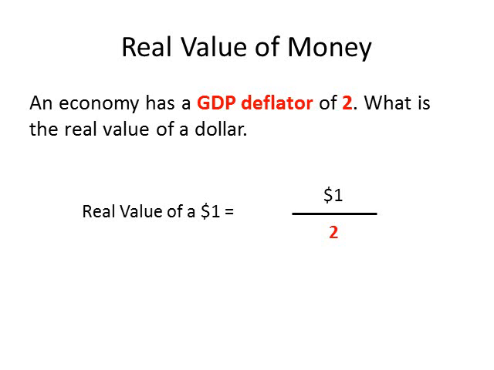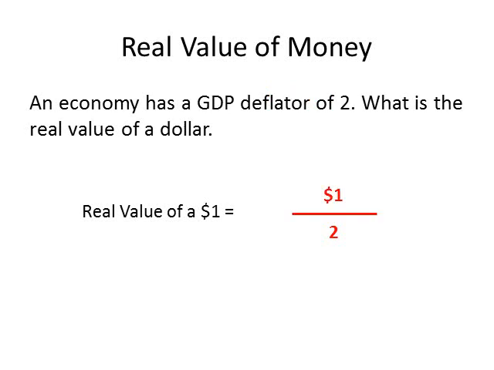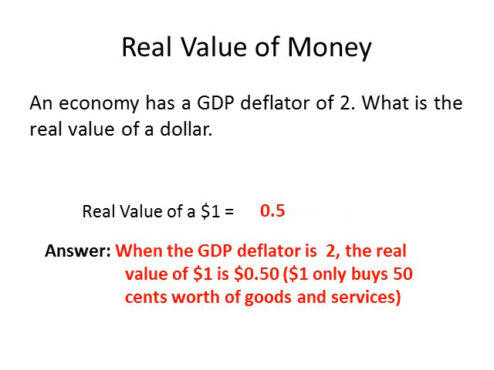Since the GDP deflator is 2, we will substitute in 2 for the GDP deflator into the formula. Next, we'll divide $1 by 2, which gives us 0.5. So the interpretation of this is that when the GDP deflator is 2, the real value of a dollar is $0.5, or $1 only buys 50 cents worth of goods and services.